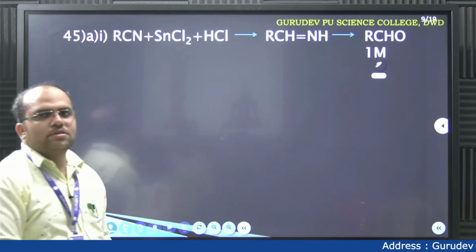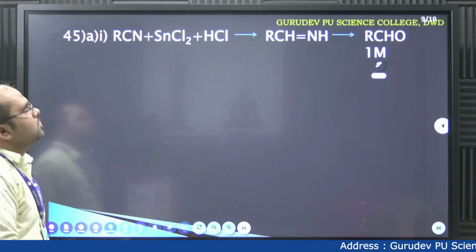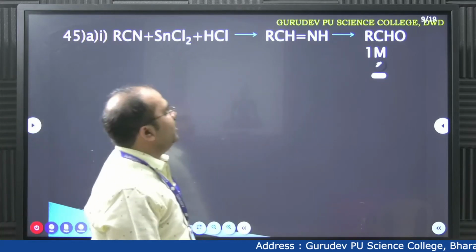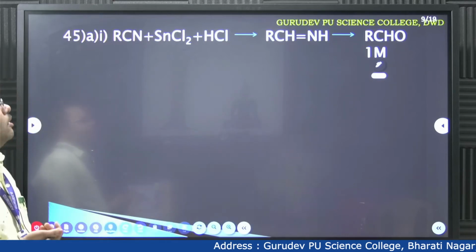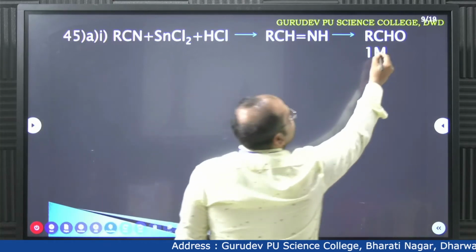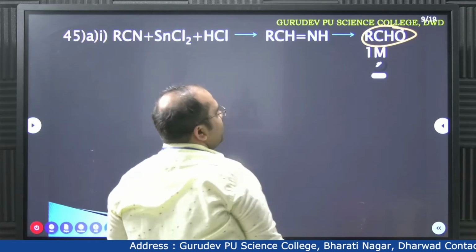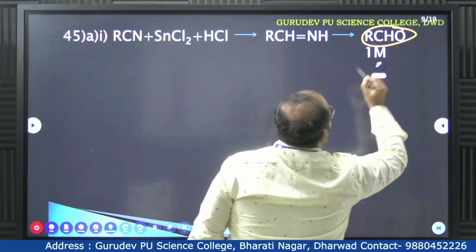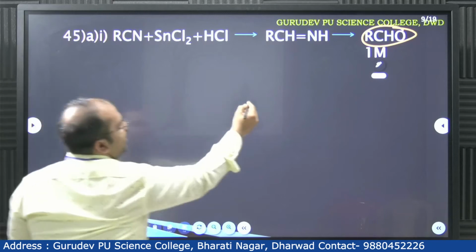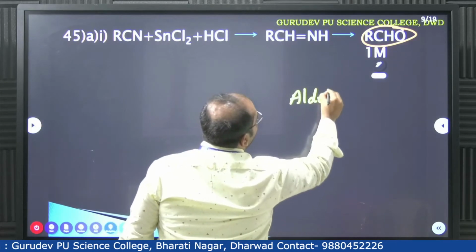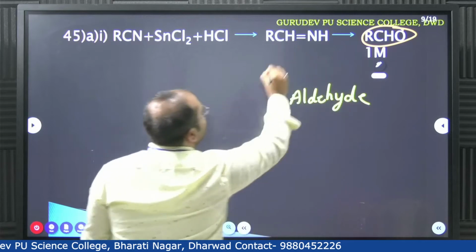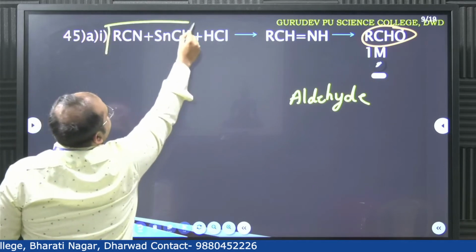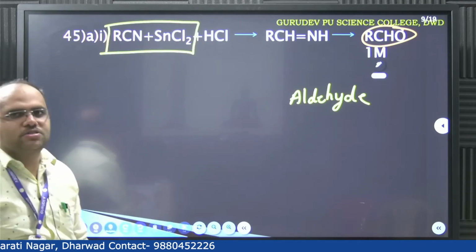Yes. Dear students, let's move on to the next question: what is the product formed here, that is the aldehyde. Here they are asking what is the name of the reaction. My dear students, just observe keenly. We have taken the presence of the aldehyde group. Yes, the aldehyde is the product formed here, and the reagents we are using are RCN and SnCl2, that is stannous chloride.